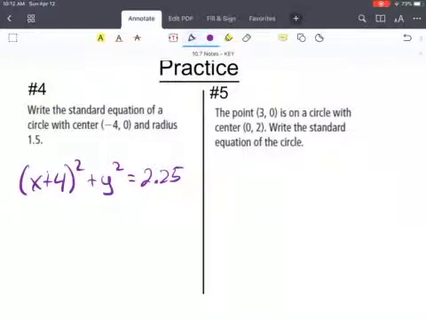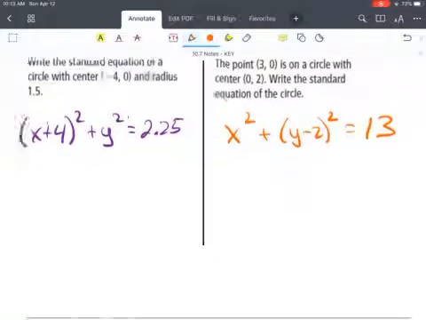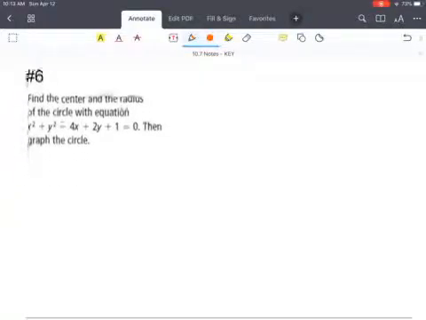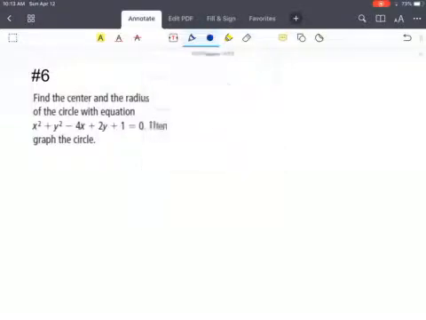And then using the distance formula again for number 5, very similar to number 2, we would get x squared plus y minus 2 squared equals 13. And I'm going to go over number 6 in a little bit more depth, remembering what we do here.